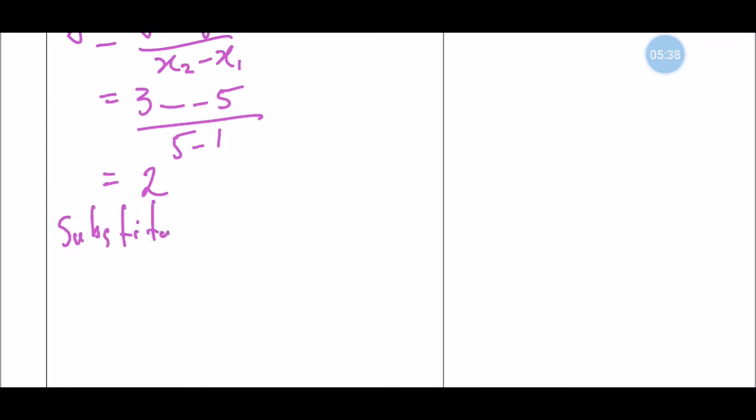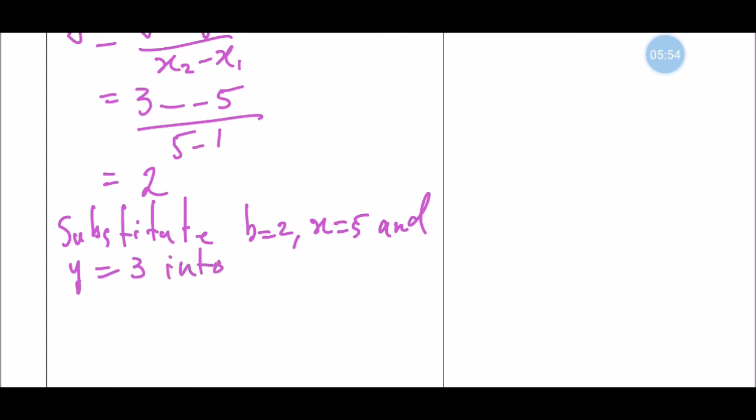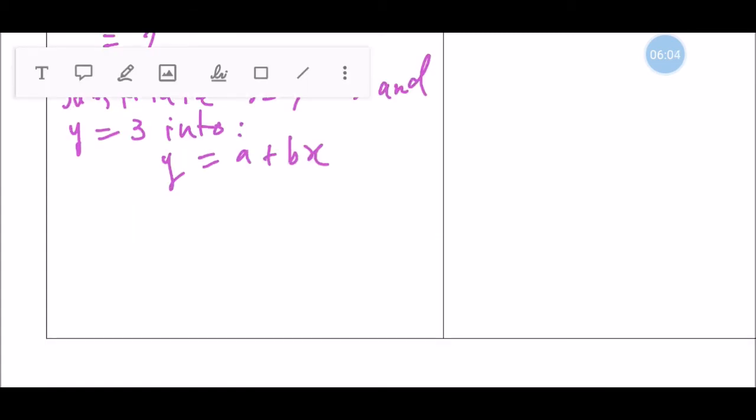Substitute b equals 2, x equals 5, and y equals 3 into y equals a plus bx. All right, so let's do that.